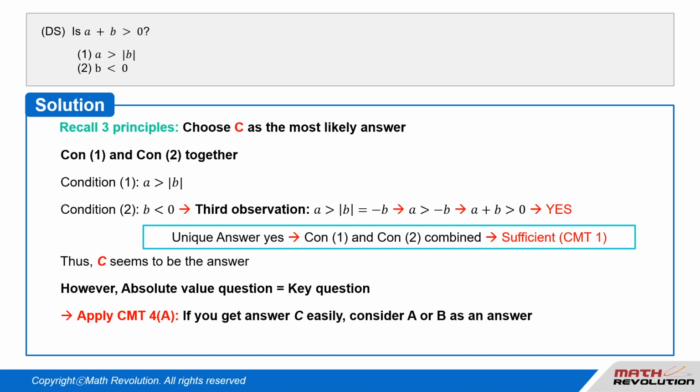We should apply CMT for A, which states that if the answer C is found too easily, either A or B should be considered as an answer. Therefore, let's check each condition.